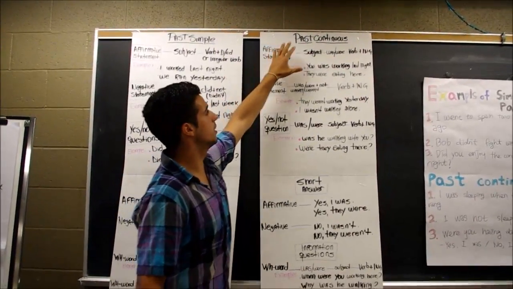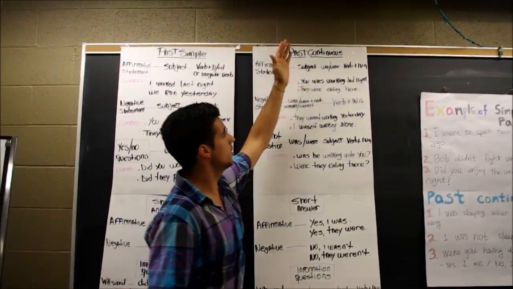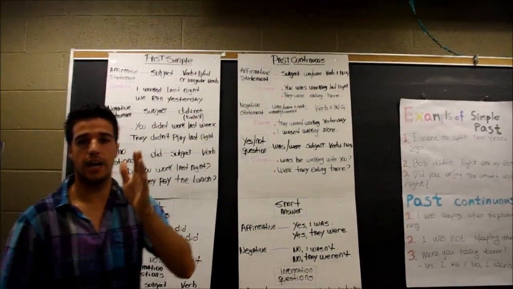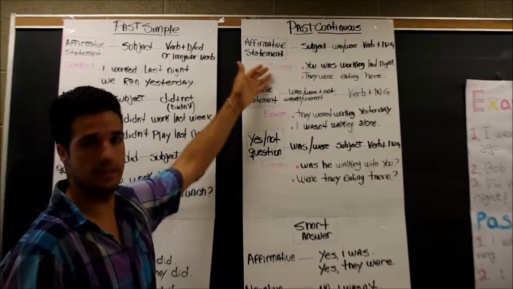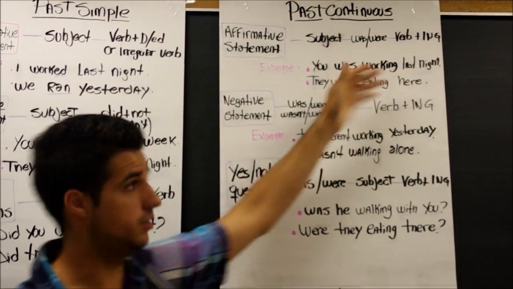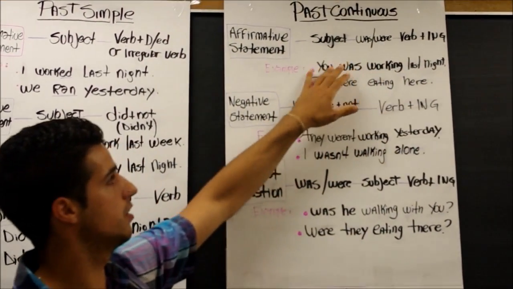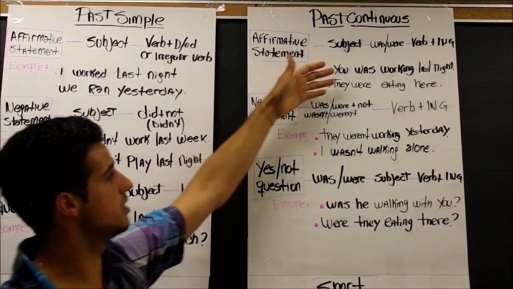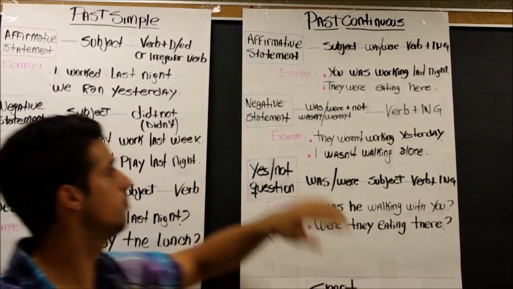It goes with a subject, was or were, and the verb plus ing. Like the example here: you were working last night. You see the ing here and the was first. And another example is, they were eating here.